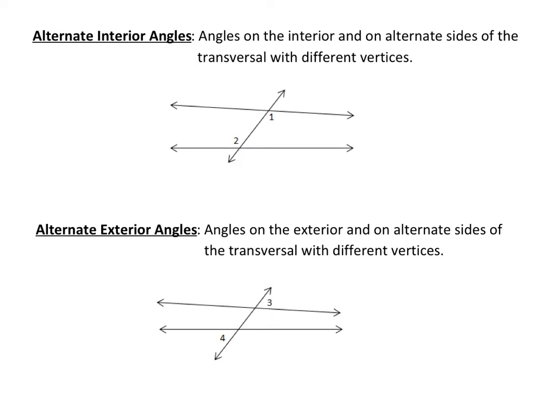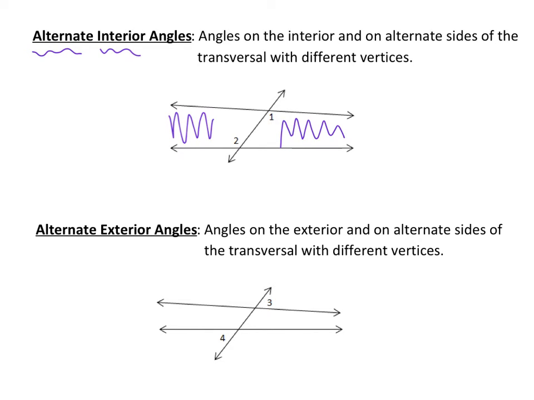First, you've got alternate interior angles. Alternate interior angles are angles on the interior and on alternate sides of the transversal with different vertices. So what we're talking about is the interior of our two coplanar lines. The interior is going to be what's in between or inside of these two lines. So we're talking this area here and this area here. That's all the interior. So angles 1 and 2 are alternate interior angles.